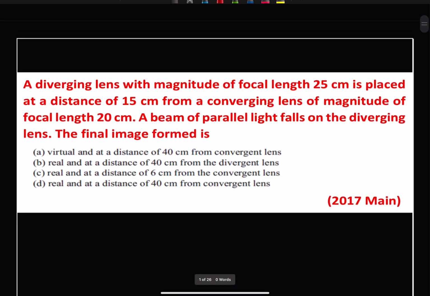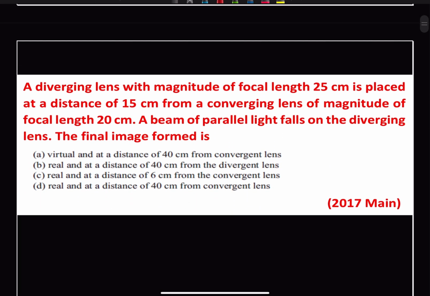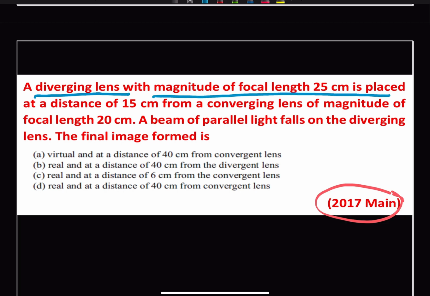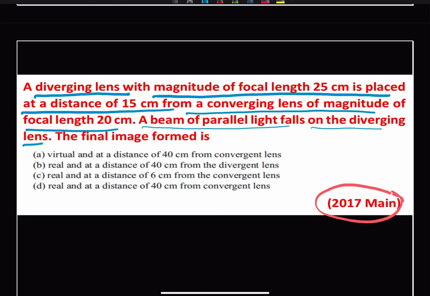So the first question was asked in the year 2017 mains and it states that a diverging lens of magnitude of focal length 25 cm is placed at a distance of 15 cm from a converging lens of magnitude of focal length 20 cm. A beam of parallel light falls on the diverging lens. The final image formed is.